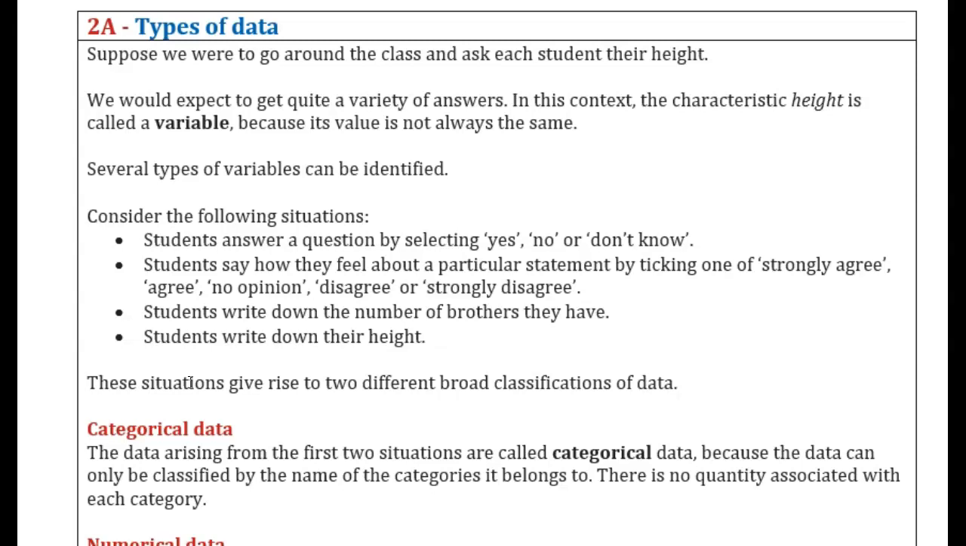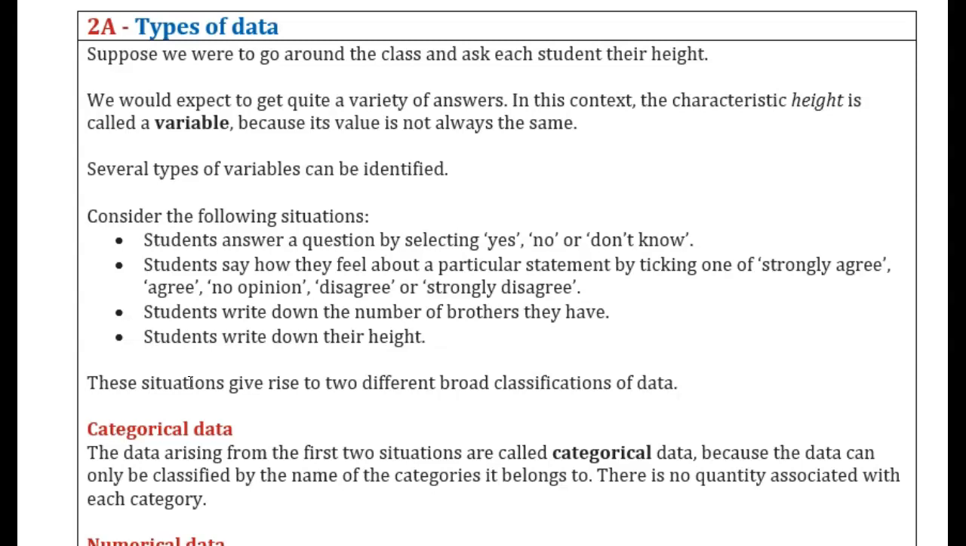If we look at the following 4 different situations, you can get students to answer, though you don't just have students doing this. This is just the example. You can just have anyone in the general population. First, students answer a question by selecting yes, no, or I don't know. So you could say, do you do year 11 general maths? Yes, no, or don't know. Hopefully you would know if you were doing year 11 general maths.